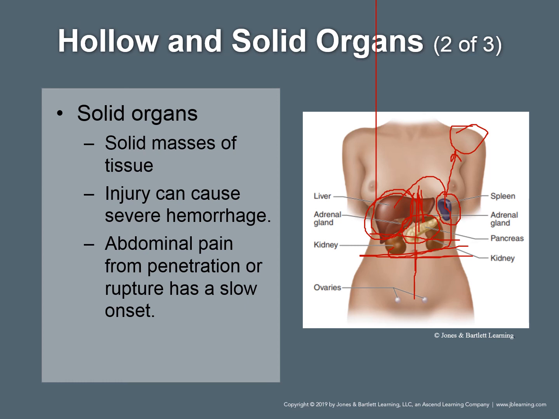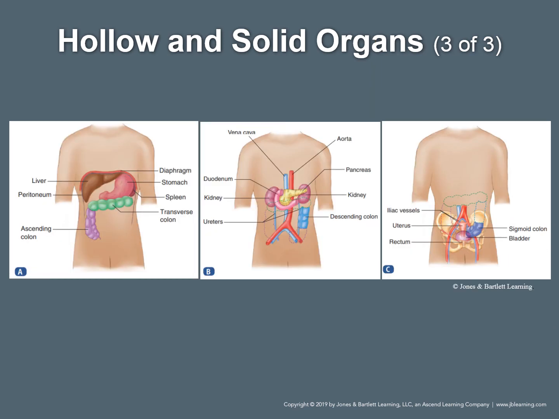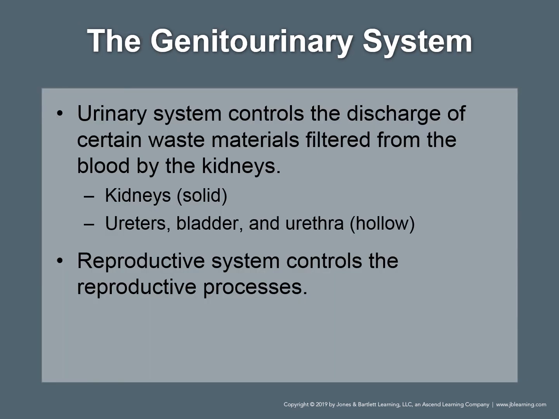Abdominal pain from penetration or rupture has a slow onset. Typically, by the time your patient starts showing abdominal pain, they're pretty far into the bleeding or injury process. And this is just a picture of kind of where your organs are and your great vessels. So your aorta, your vena cava, we're all familiar with those. And then we split off into your femoral veins and arteries. Okay? And any injury to those major vessels will cause almost immediate death from just bleeding out in your abdomen.